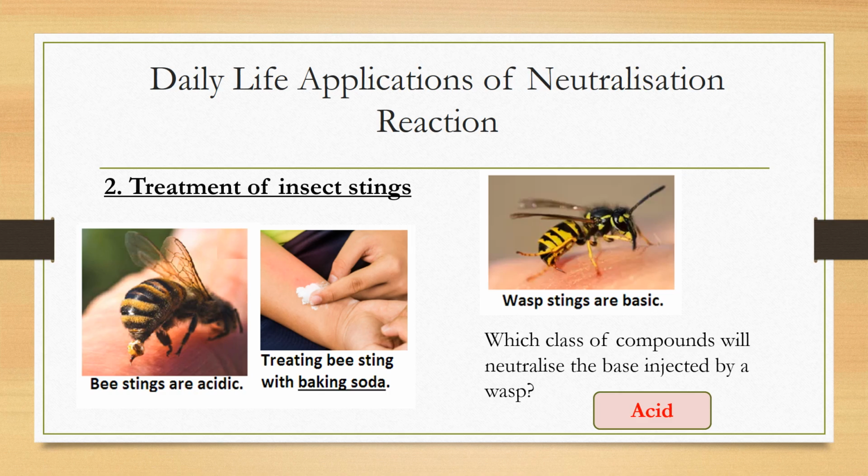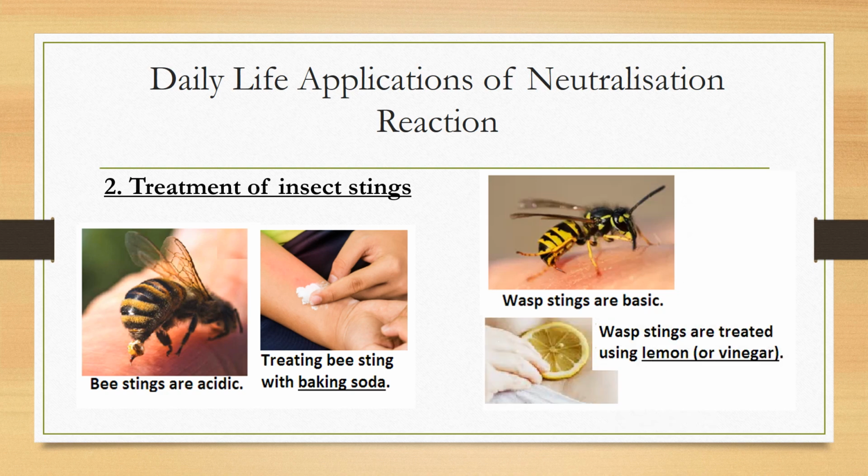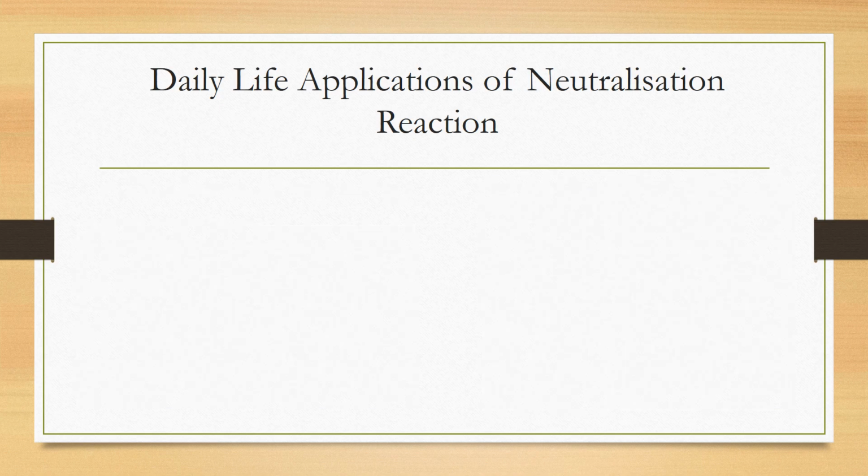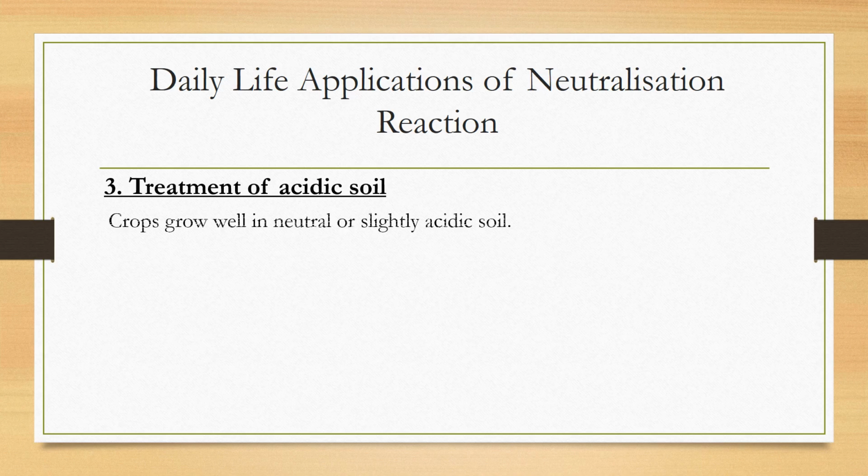Can you now state examples of commonly available acidic substances used to treat wasp stings? Lemon or vinegar are commonly available acidic substances that can be used to treat wasp stings. Another application of neutralization reaction is treatment of acidic soil. Most crops grow well in neutral or slightly acidic soil.